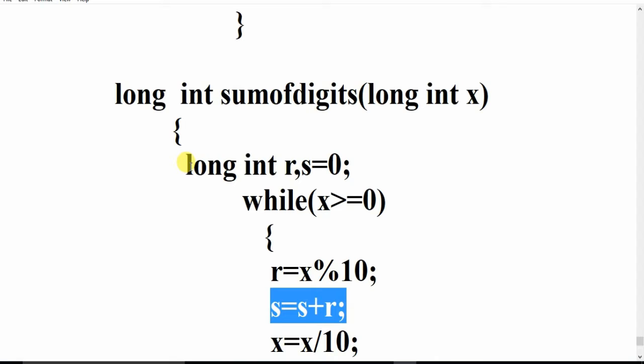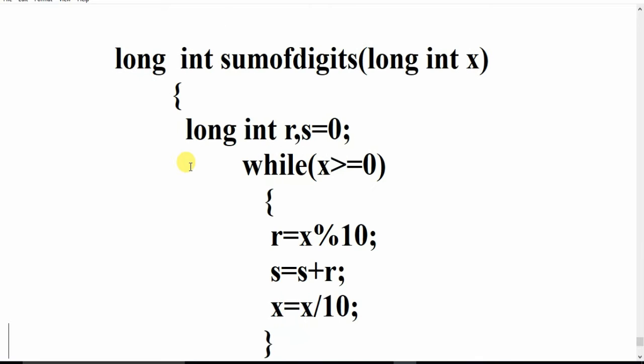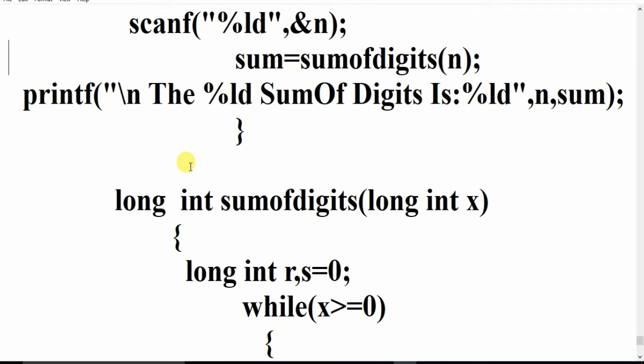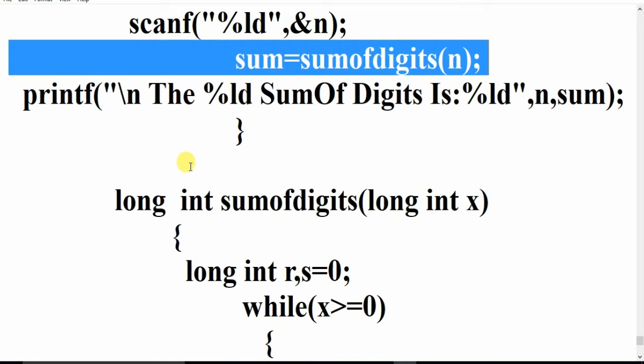So if the input number is 3, 4, 5, 6, then the sum of digits is added and stored, that is, the sum of the remainders of the given number, the sum of the digits. That is stored in s. That s is returned here. What is s right now? The sum of the digits of the given number. That s value is returned to the caller and stored into the sum variable. What is sum right now here? 18.